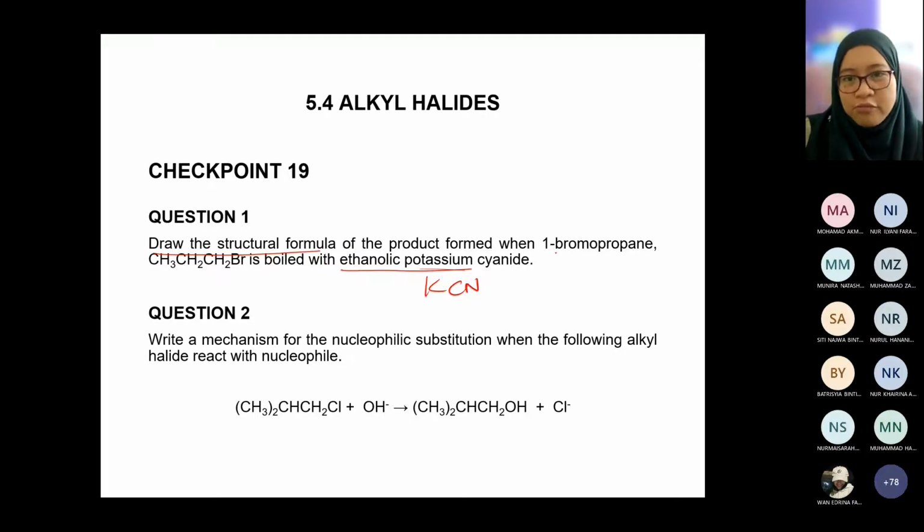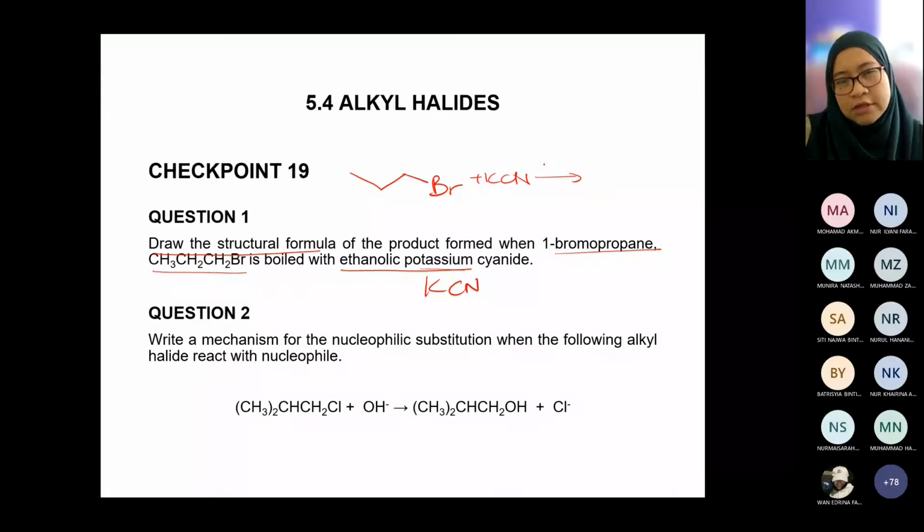So CN is the nucleophile used in this reaction. So, okay, let's start from 1 bromopropane. Draw the structure first. Bromopropane, propane. Maksudnya we have 3 carbon, 1, 2, 3. Okay, we have bromine on carbon number 1. This one ni 1 bromopropane. So react with KCN, ethanolic. Ethanol and then we have reflux.